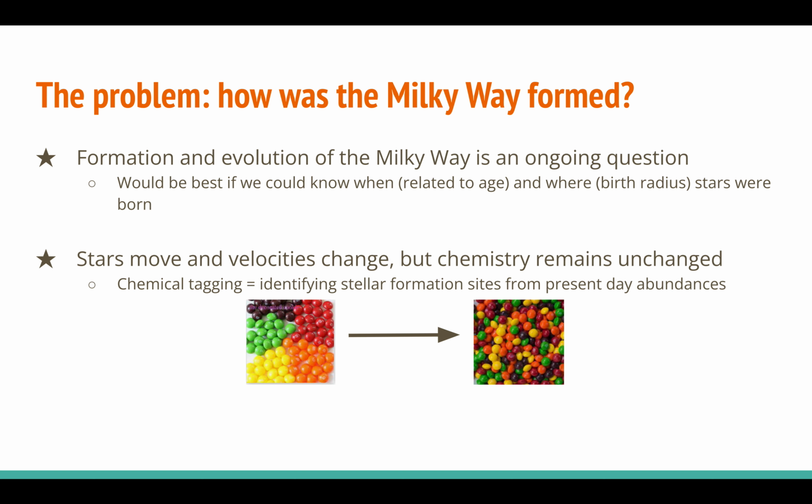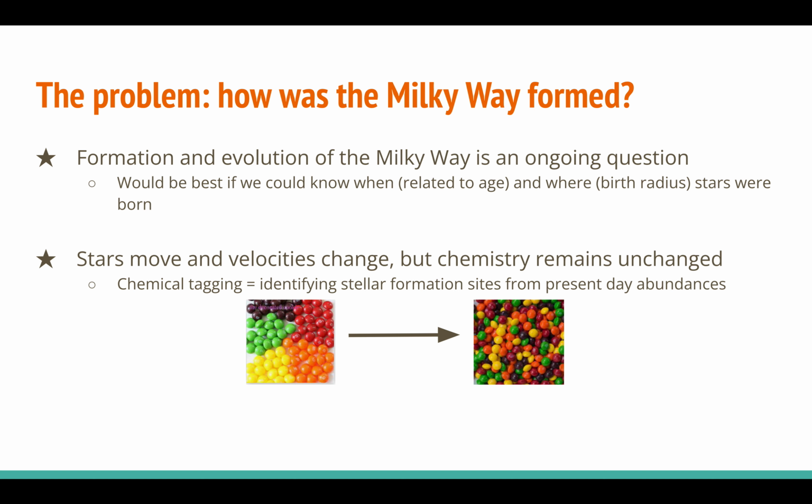Now, a problem I think we all know about is trying to understand how the Milky Way was formed and how it has evolved over time. And this could best be solved if we knew exactly when and where a star was born, i.e. if we knew stellar age and birth radii. Stars have dynamical memory loss since they move and their orbits evolve over time, meaning that we can't use their kinematics to directly look back and understand this evolution. Instead, we need to look at their fundamental measurements, which are their ages and their chemical abundances.